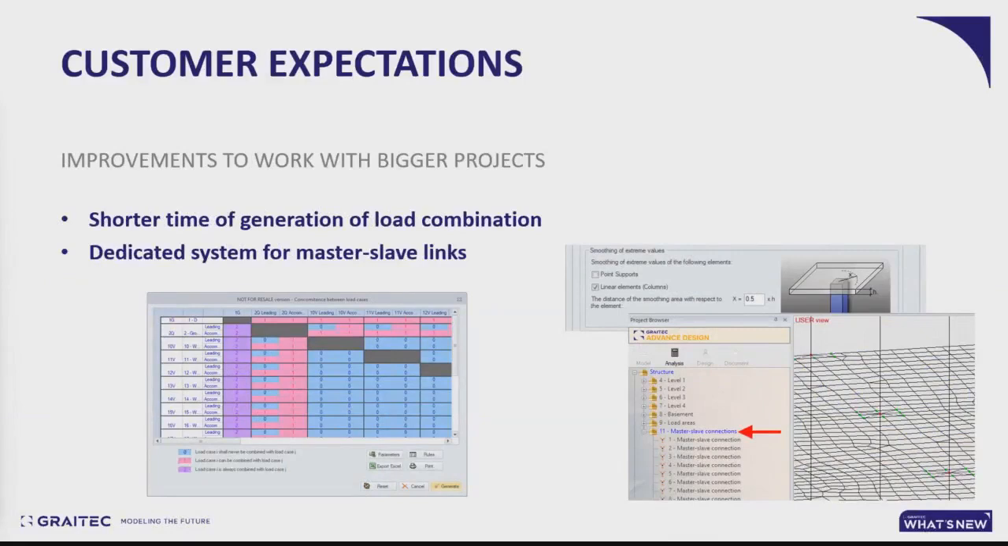And there are also improvements that are especially useful when working with bigger projects. First, in the case of models where we have thousands of load combinations, the generation time is now much shorter. Second, in the case of a multi-story building with a column slab system, to smooth extreme values on slabs above columns, we generate master slab links automatically. Such links are now grouped into a dedicated system, so it's much easier to manage them.